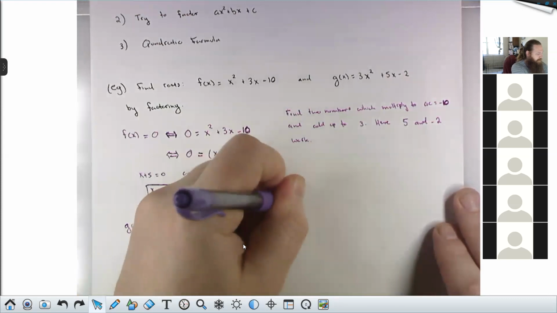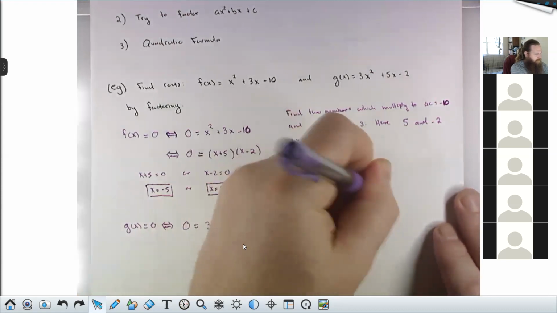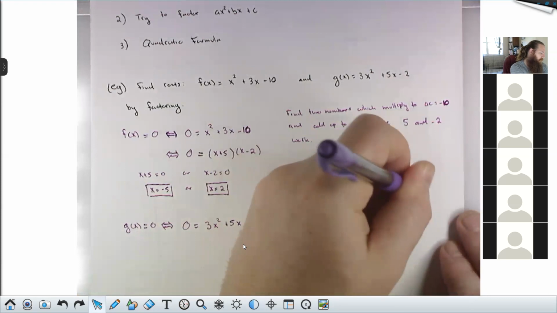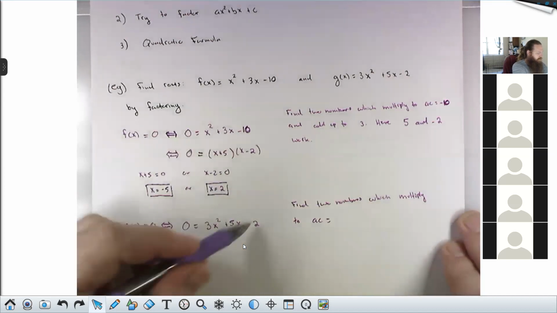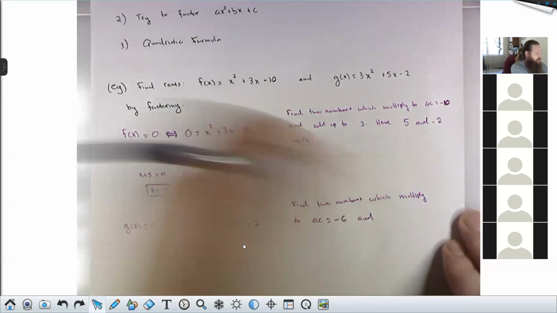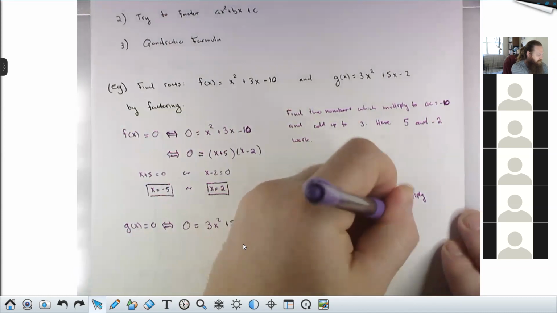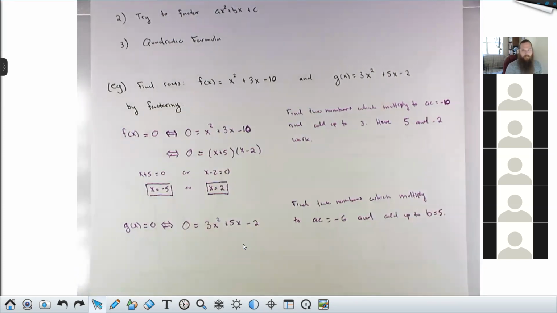But we still do the same thing. We've got to find two numbers which multiply to AC. So A here is 3, C here is -2. So A times C is -6, and the numbers add up to 5. So can we think of two numbers that multiply to -6 and sum to +5? -1 plus 6. Yeah, -1 and +6.